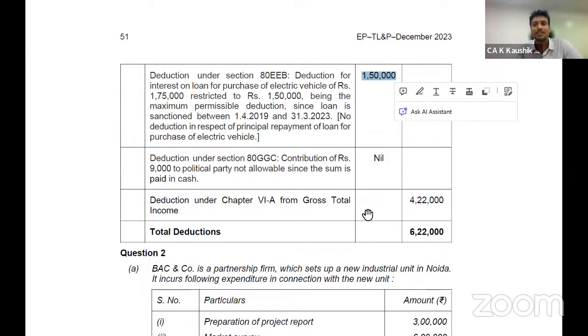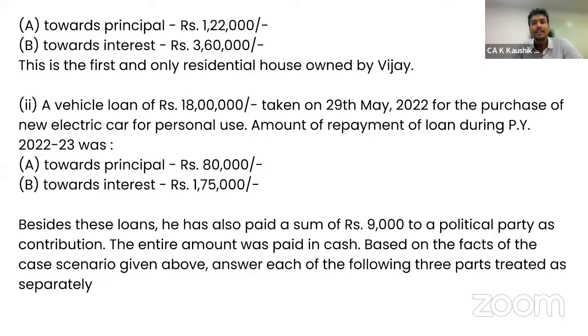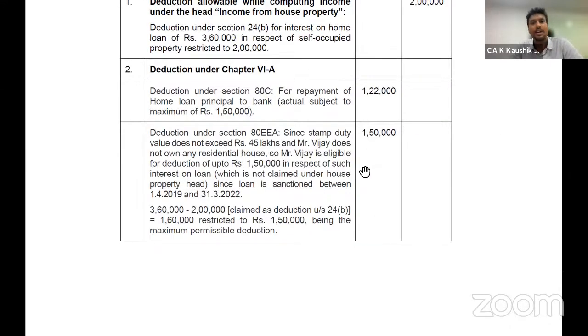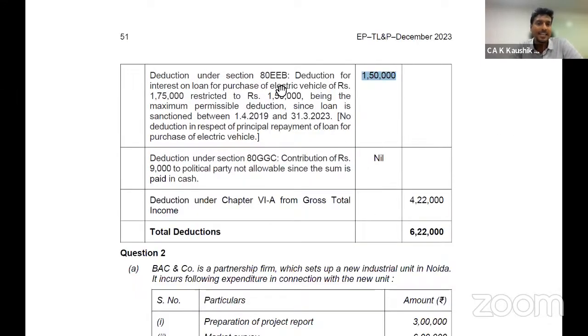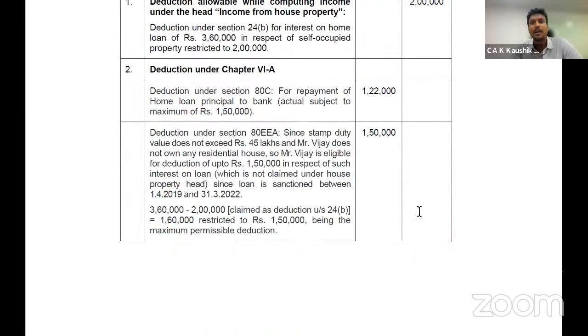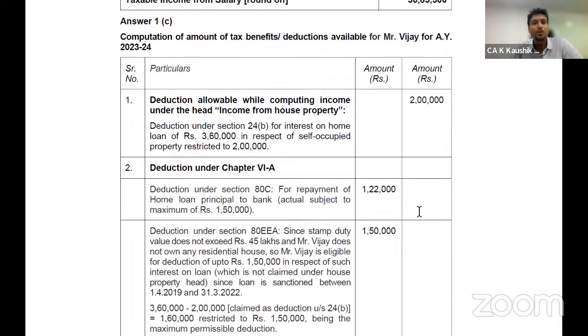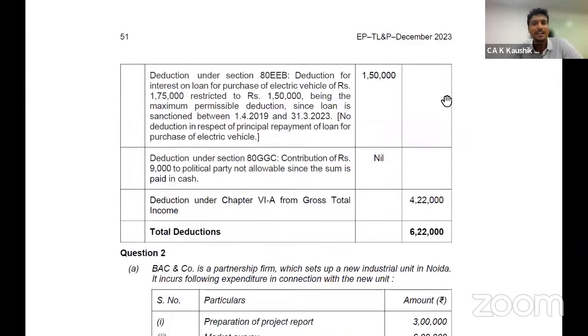So deduction under Chapter 6A will now become the 1,22,000 of 80C, 80EEA of 1,50,000, 80EEB of 1,50,000, totaling to 4,22,000. And apart from this 4,22,000, we have 24B deduction of 2 lakh. So total deduction I will be entitled to is 6,22,000. So this is the overall solution for question number 1.